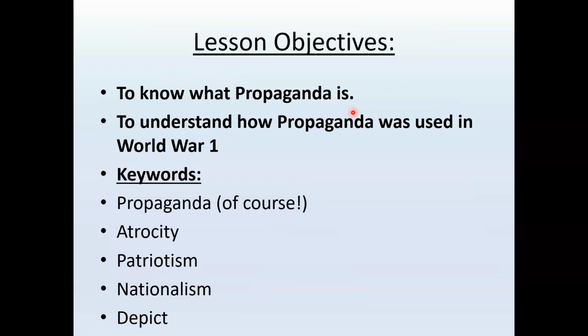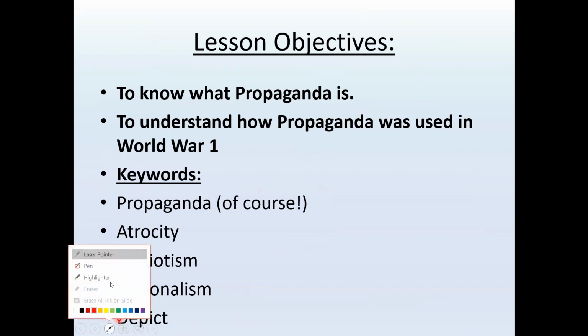So today's lesson objectives then is to know what propaganda is, to understand how propaganda was used in the First World War. And of course, we've got some keywords here, ladies and gents.